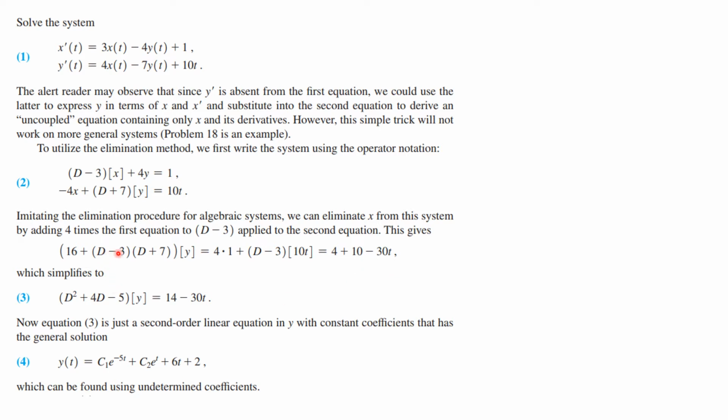And so now I can simplify this expression, and that's going to be this operating on y is 14 minus 30t. Now this is an equation we know how to solve well. We find the homogeneous equation, and then we find a particular solution, and we can annihilate this or something. But this is what we end up with, is that y of t is equal to c1 e to the minus 5t plus c2 e to the t plus 6t plus 2.